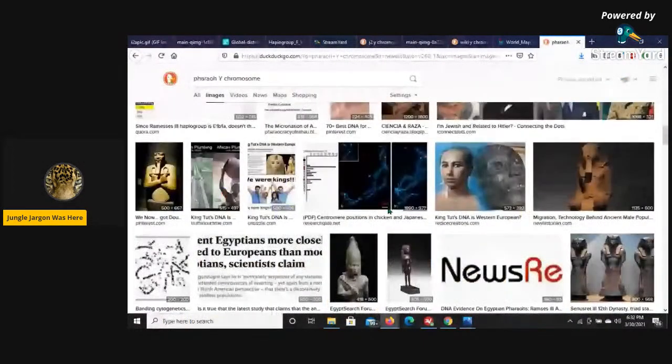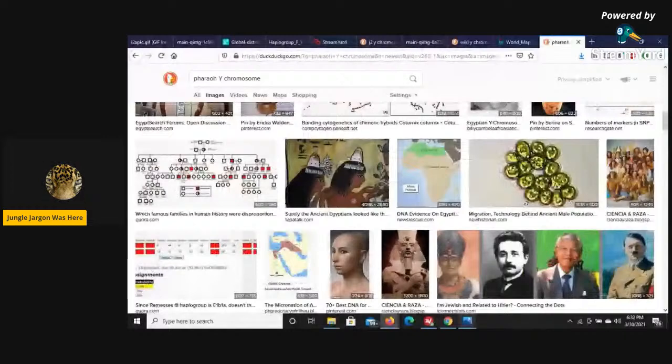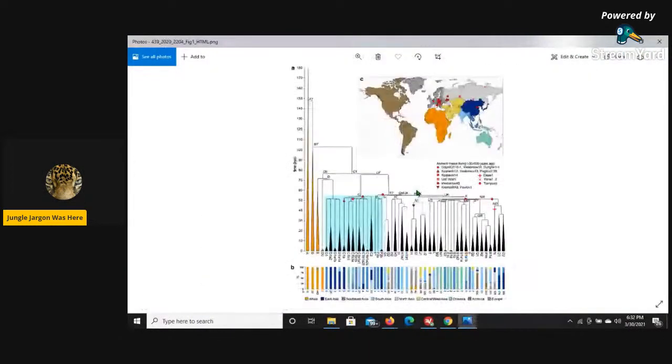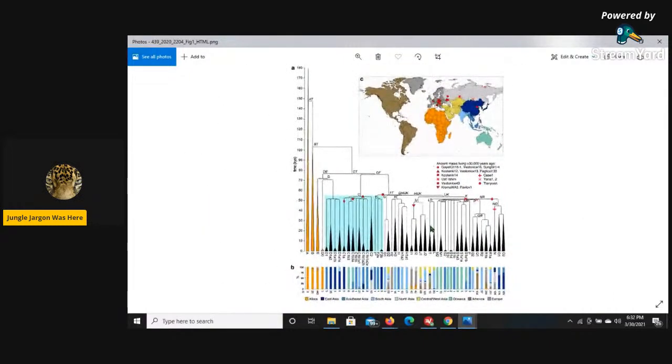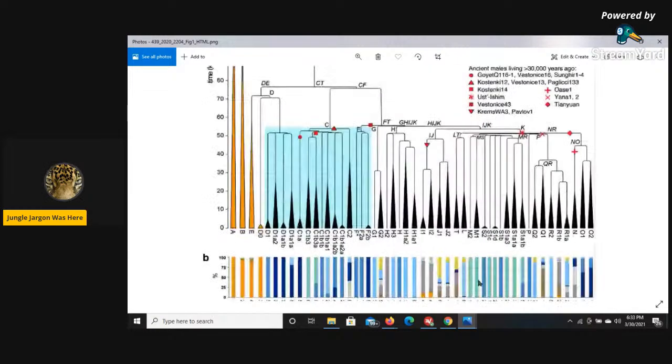So let me just go ahead and go back to this chart because this is interesting in that it shows where the Y chromosomes are found around the world. So the brown, for example, is the Americas. So everywhere there's a brown, you should expect to see it found in America. So let's look at this Q.